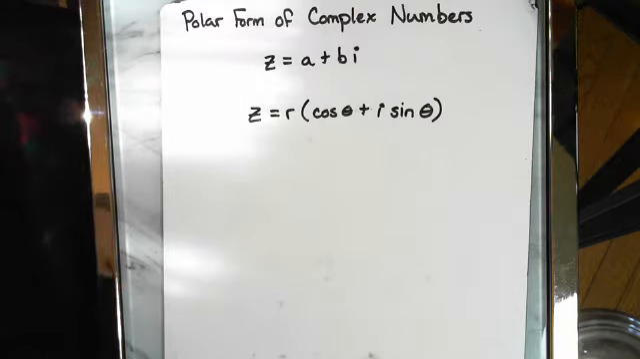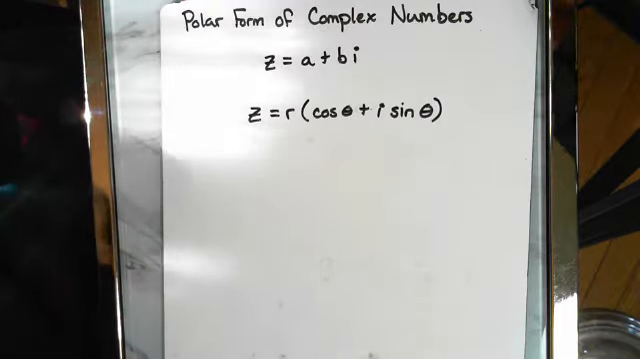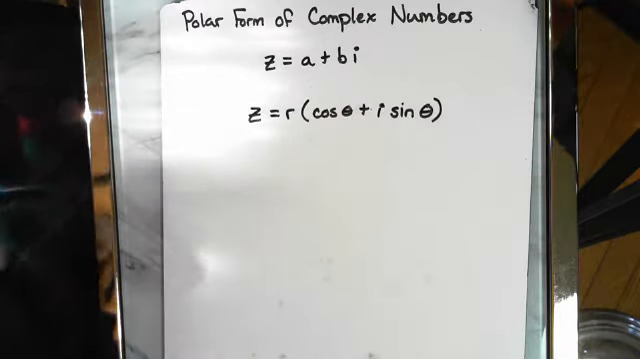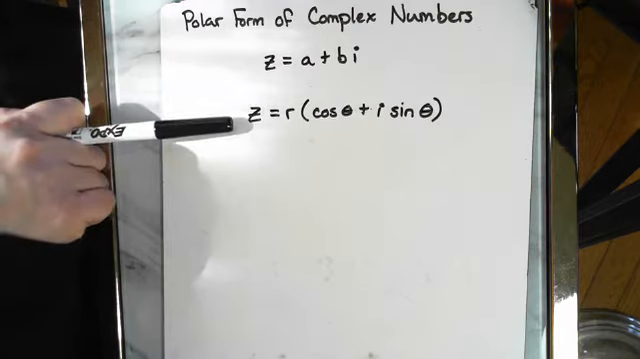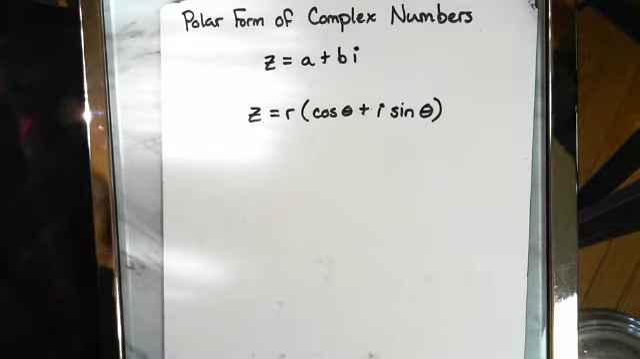Hi everyone, and welcome to part 2 of lesson 8.3, polar form of complex numbers and de Moivre's theorem. In this video, we're focusing just on polar form of complex numbers, changing something from rectangular form into polar form. And that's all we're doing in this lesson.